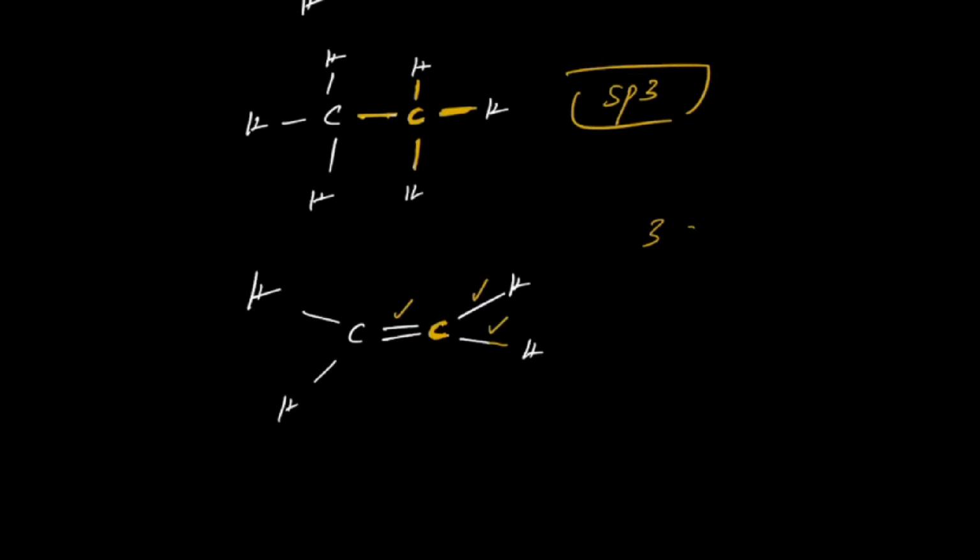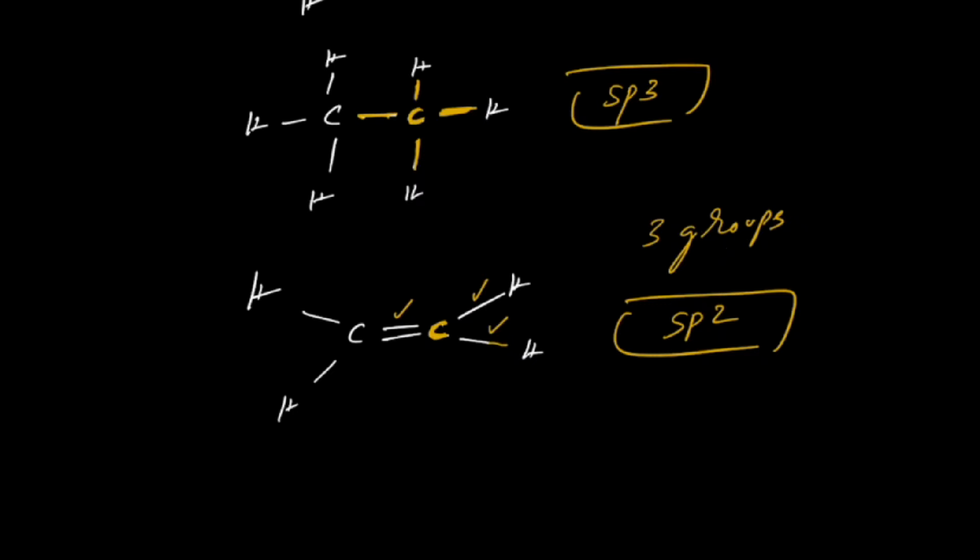If you have 3 groups attached, then hybridization is sp2. Whenever you have 4 groups attached, hybridization is sp3: S, P, P, P. This is sp3, 4 groups. Whenever 4 groups are attached, hybridization is sp3. Whenever 3 groups are attached, hybridization is sp2. These are 3 groups.